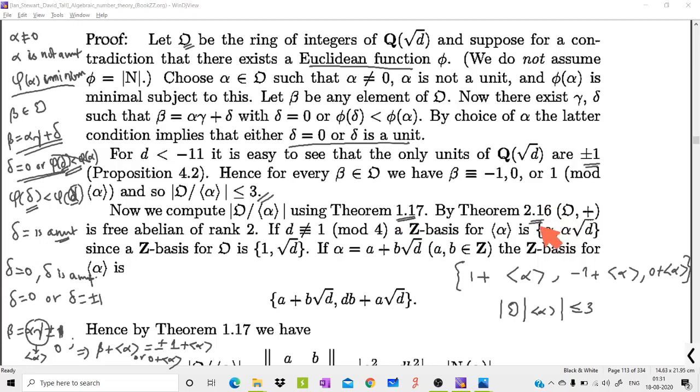In 2.16 it states that this O is a free abelian group of rank n if K is a number field of rank n. So in this case we have considered a quadratic number field. So K is a number field of degree 2 over Q. Then you can get that O is a free abelian group of rank 2. This is theorem 2.16. Theorem 1.17 states how we get the cardinality of this. Okay, so those are the two theorems.